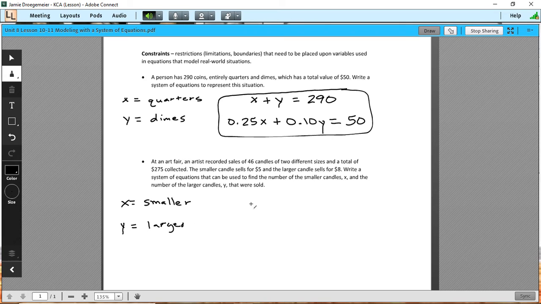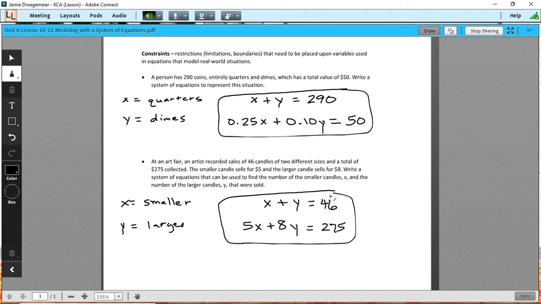All right, and so thinking of our equations here, we know that we're going to sell a total of 46 candles. So X plus Y, number of smaller candles plus the number of larger candles, needs to equal 46. And then the dollar amount, $275 total that we're collecting. Well, we know that the smaller candle is $5, so 5 times X. Larger candle is $8, so 8 times Y. Those are going to be our equations in our system.